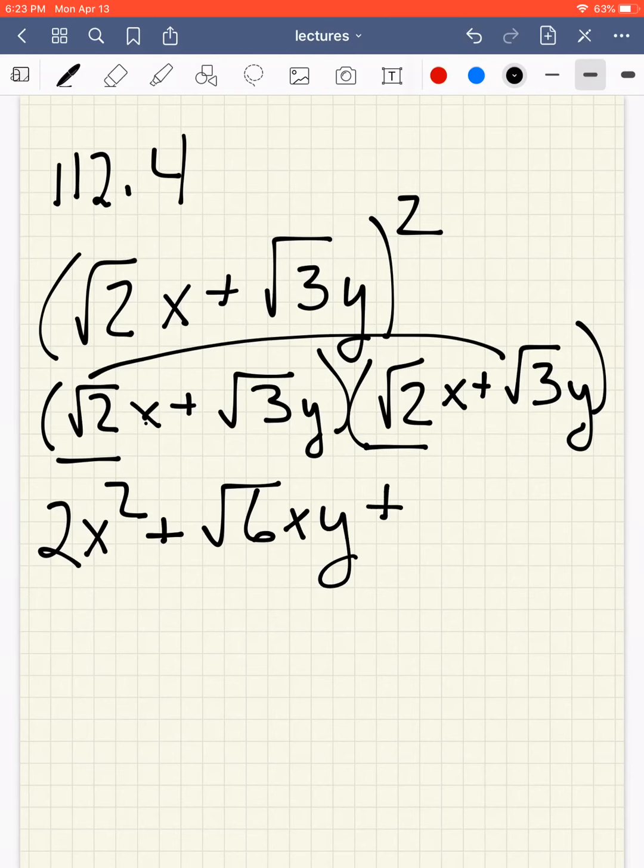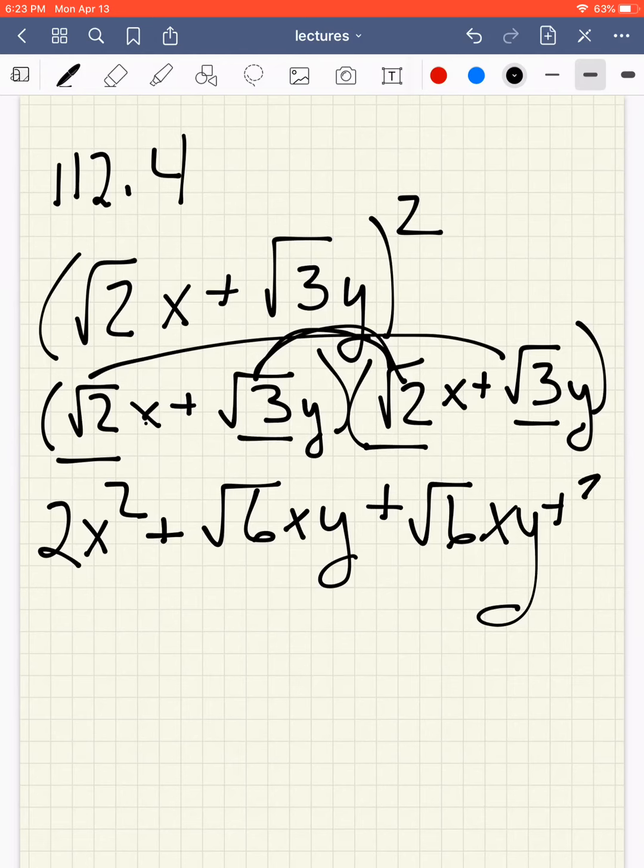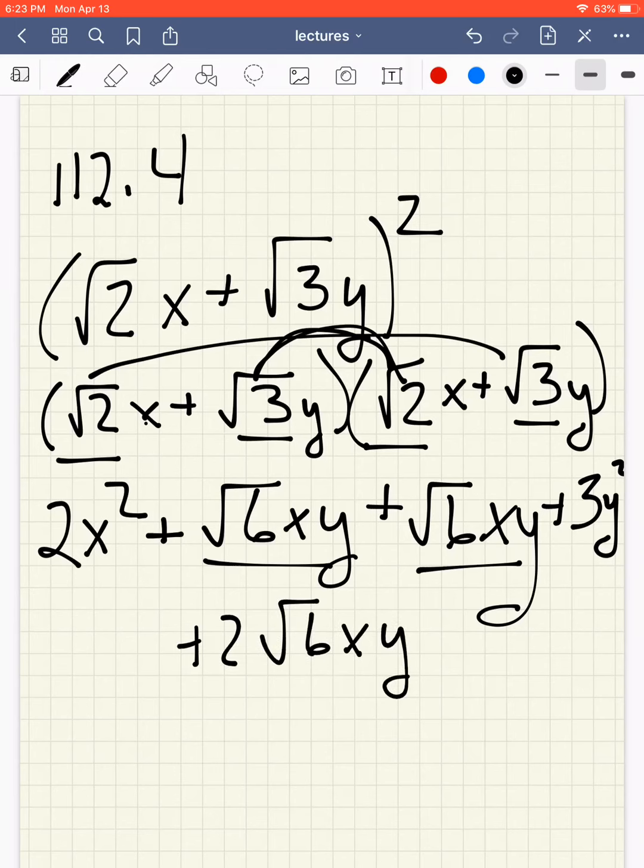Plus, do the same thing on the inners. Square root of 2 times square root of 3 is square root of 6. X times y is xy. Plus, square root of 3 times square root of 3 is 3. And y times y is y squared. Well, these are like terms. So I have square root of 6 plus square root of 6. That's 2 square roots of 6, isn't it? And then the 2x squared plus the 3y squared, and we can't add anything else.